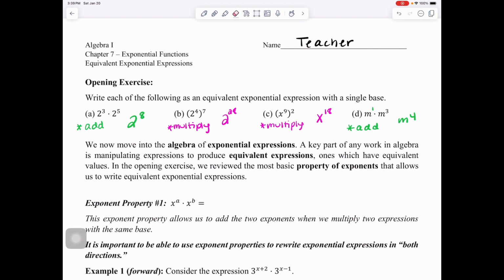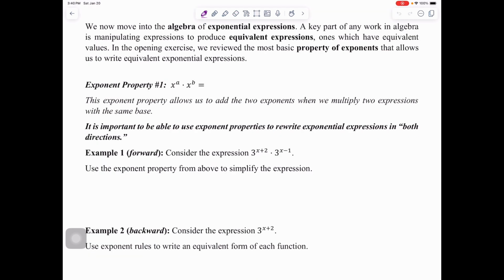For B and C, those are your power to a power rule. So for these, you want to multiply your exponents and keep your base. So 4 times 7 would be 2 to the 28th. And in part C, 9 times 2 is 18, so that'd be x to the 18th. And these rules apply whether you have number bases or variable bases. So now that we've completed the opening exercise, it says we now move into the algebra of exponential expressions.